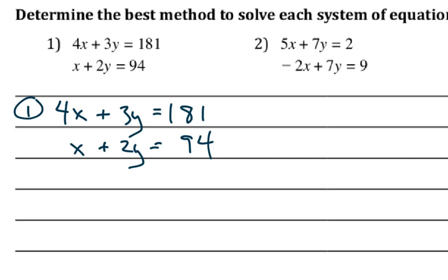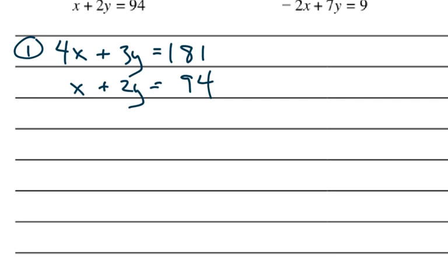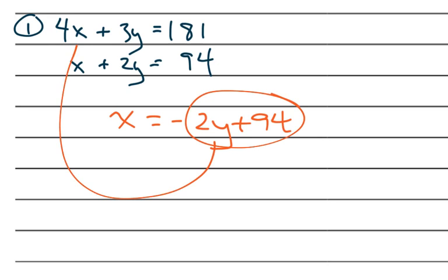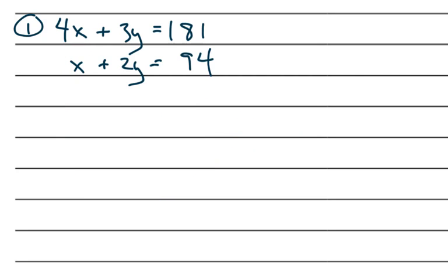So in problem 1, as you rewrite it just like you would in your textbook, were this already solved, where it was say x is negative 2y plus 94, we'd probably take that and just plug it in. But since it's not, I think I'm going to prefer to use elimination and multiply this by a negative 4.